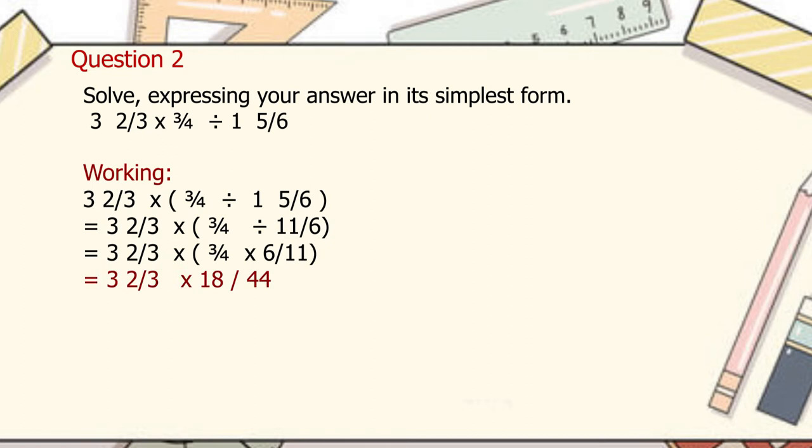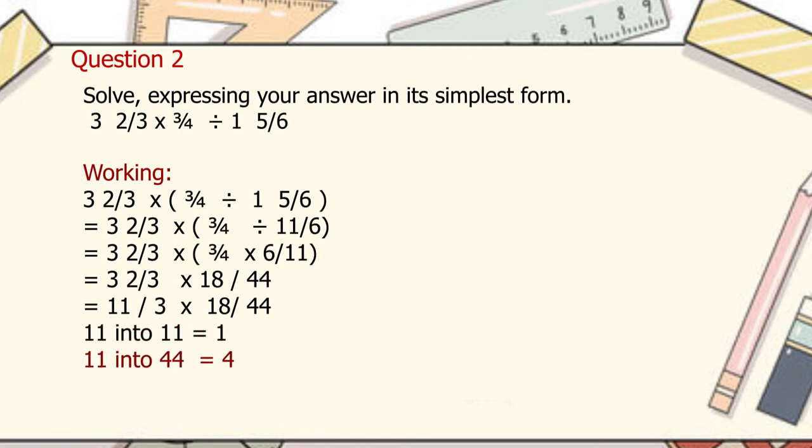3 2/3 multiplied by 18/44. We know that when multiplying, if we have a mixed number, we change that mixed number to an improper fraction. 3 2/3 is changed to 11/3 multiplied by 18/44. So let's cancel out. 11 into 11, 1. 11 into 44, 4. 3 into 3, 1. 3 into 18, 6.